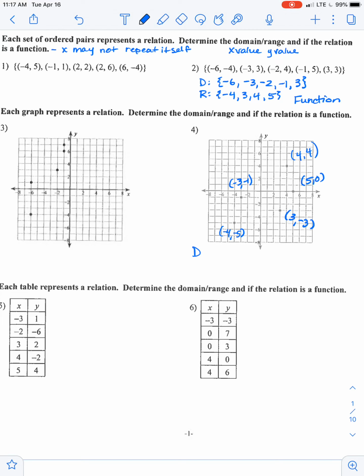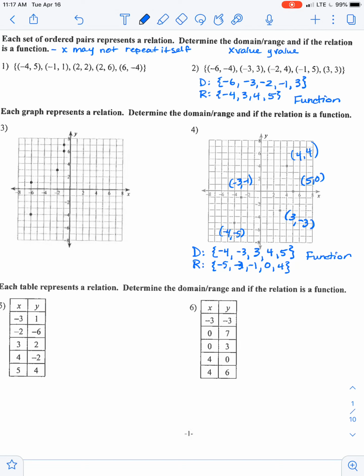Okay, so when I go do my domain on there, again, I'm going to do my x values, and typically we do those small to large. So I'm going to start with the -4, -3, 3, 4, and 5. Okay? And if you notice, I did not repeat any of those. So it is going to be a function no matter what my range is, but my range would be a -5, -1, actually -3, we'll put them in order, -1, 0, 4, okay? And so it is a function.